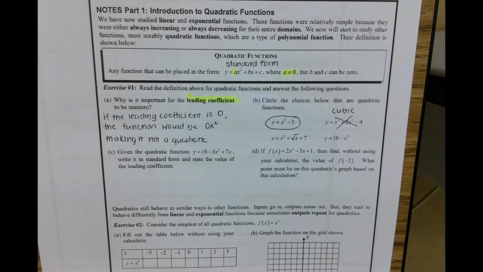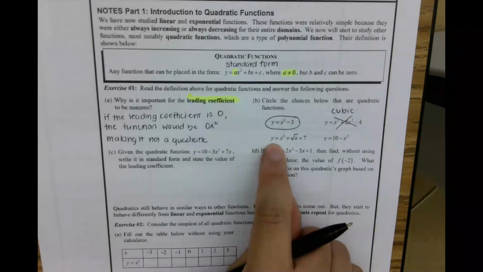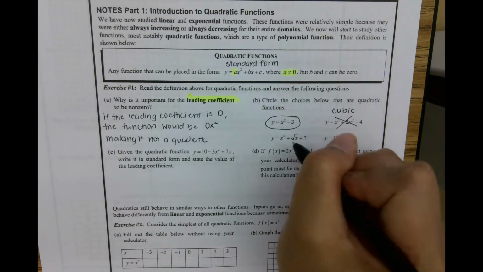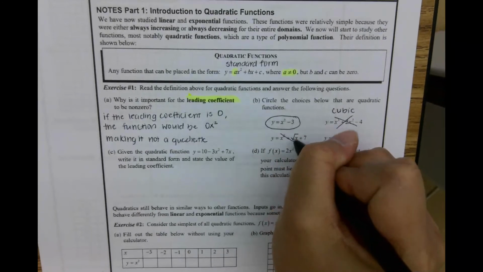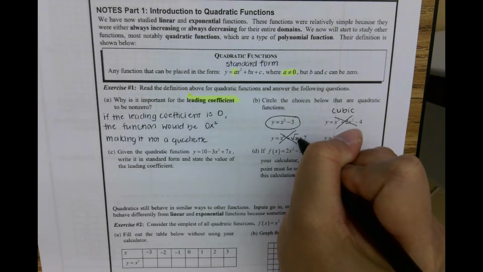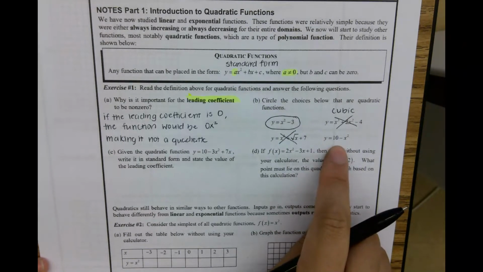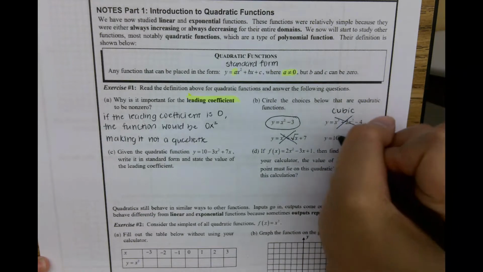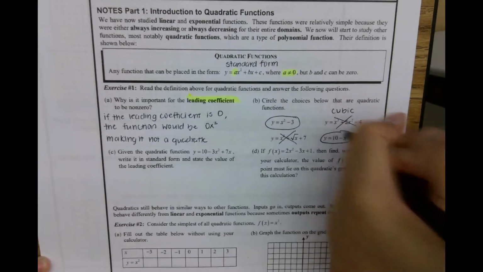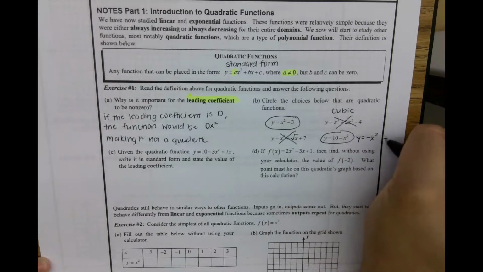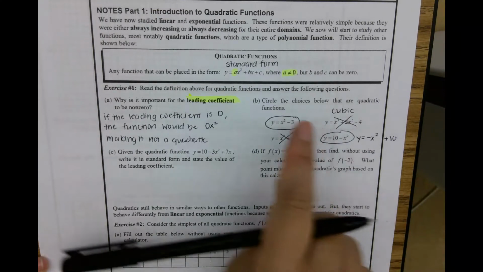This one here, y equals x squared plus square root of x plus 7. This is not a quadratic function, and the reason why is because of this square root of x. And then the last one here is y equals 10 minus x squared. This is considered a quadratic. We could write it as y equals negative x squared plus 10. Then it follows the same pattern here.